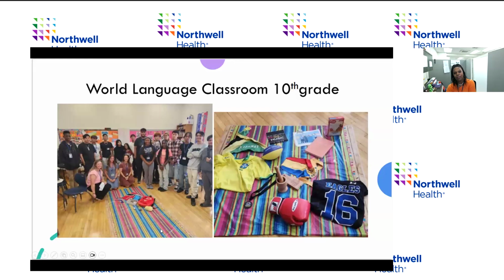This is an example of the classroom that I just spoke about, the world language classroom, and the students brought in items that represented them. So on the centerpiece cloth, those are all the items students brought in from their culture or anything that they felt would represent them in that circle. And they had a really, really good time.